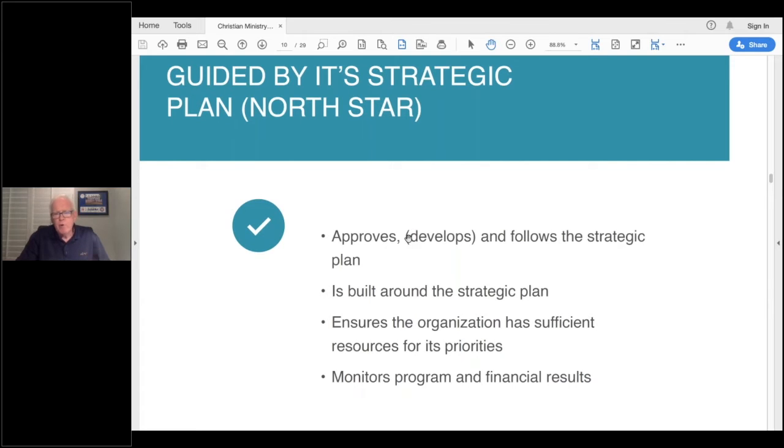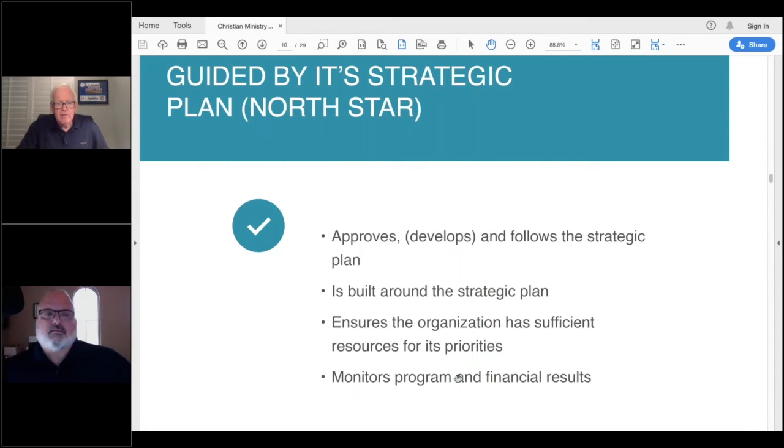No one board member is perfect at everything, but the ones that you want on should be bringing some competency, some skill with them to help. And then they need to make sure that the program results are all monitored and they're watched closely.